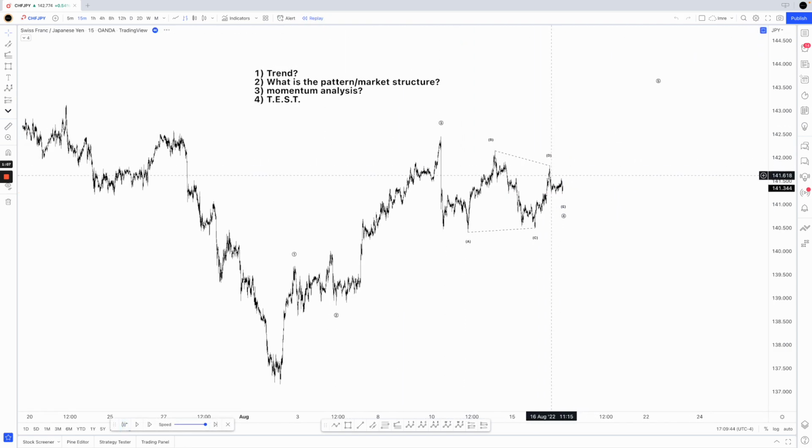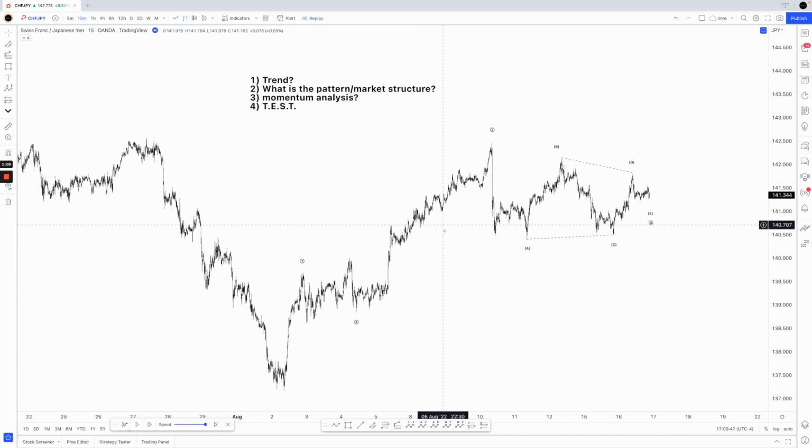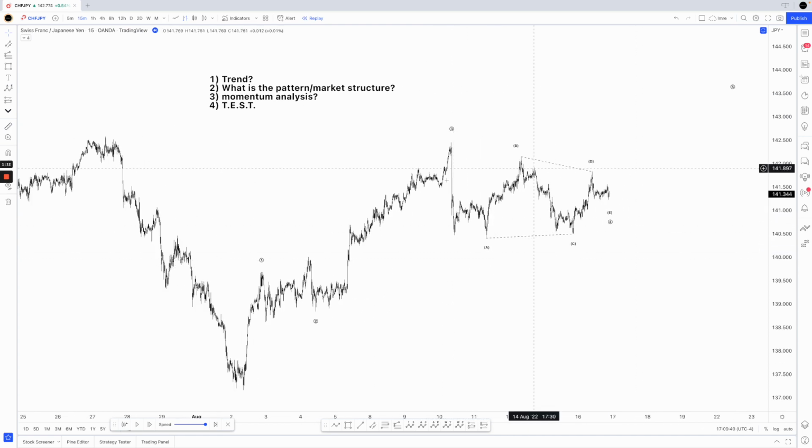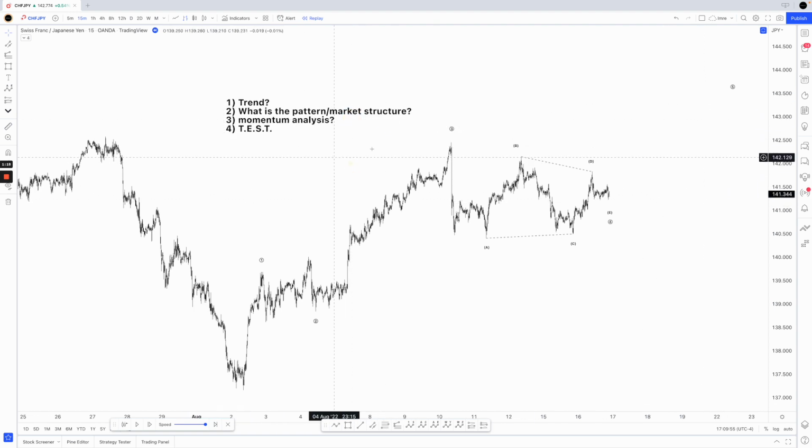So I'm going to back up and we're going to take a look at how prices unfolded once they came out of this triangle. So we spotted this triangle forming earlier in the week, and we went through this pre-flight checklist, and we ended up with a green light. So let's go through it. All right, what is the trend? Well, because we're counting an unfolding impulse in 5 waves to the upside, the trend is bullish.